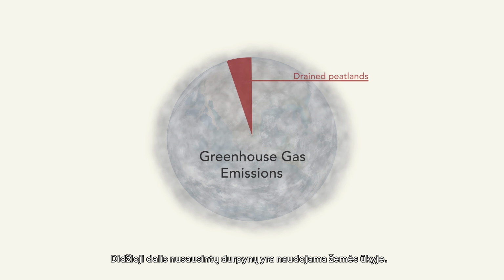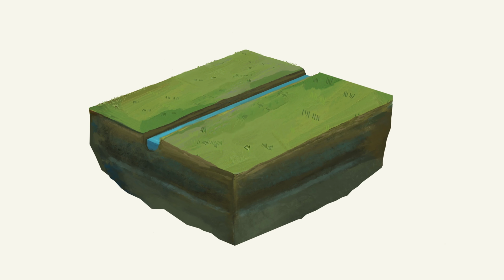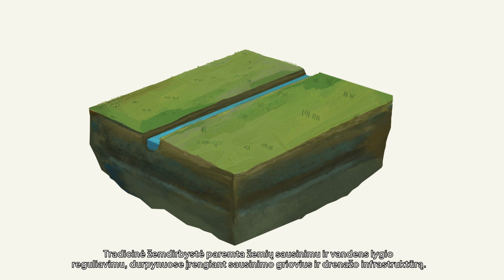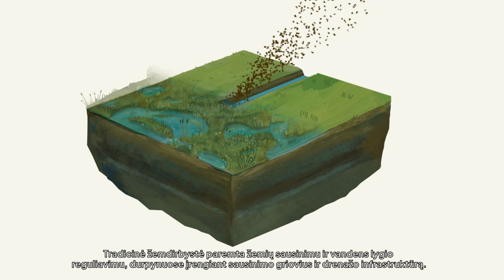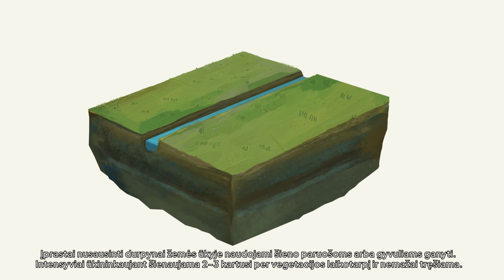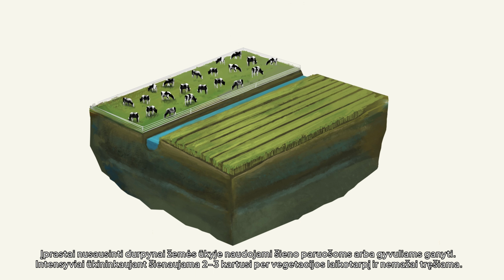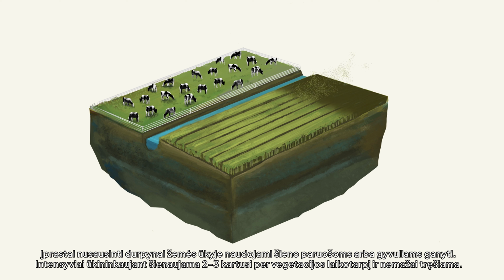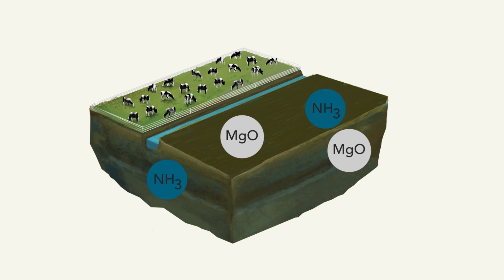The majority of the world's drained peatlands are used for agriculture. Conventional agriculture drains peatlands and manages water levels by digging ditches and installing drainage infrastructure. Drained peatlands are usually used in agriculture for the production of hay or grazing of animals, often in intensive regimes with 2 to 3 cuts per year and high fertilizer application.